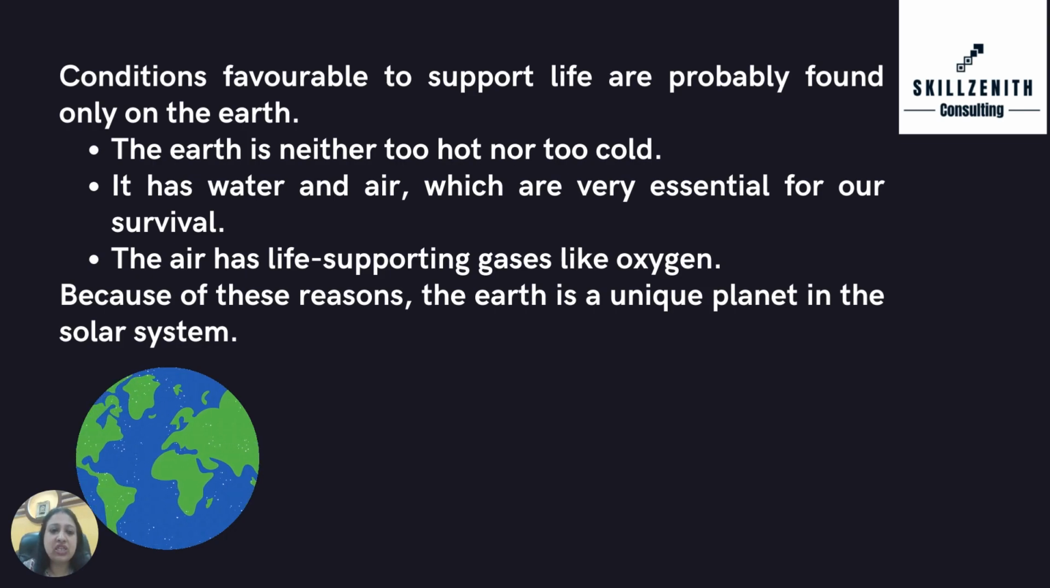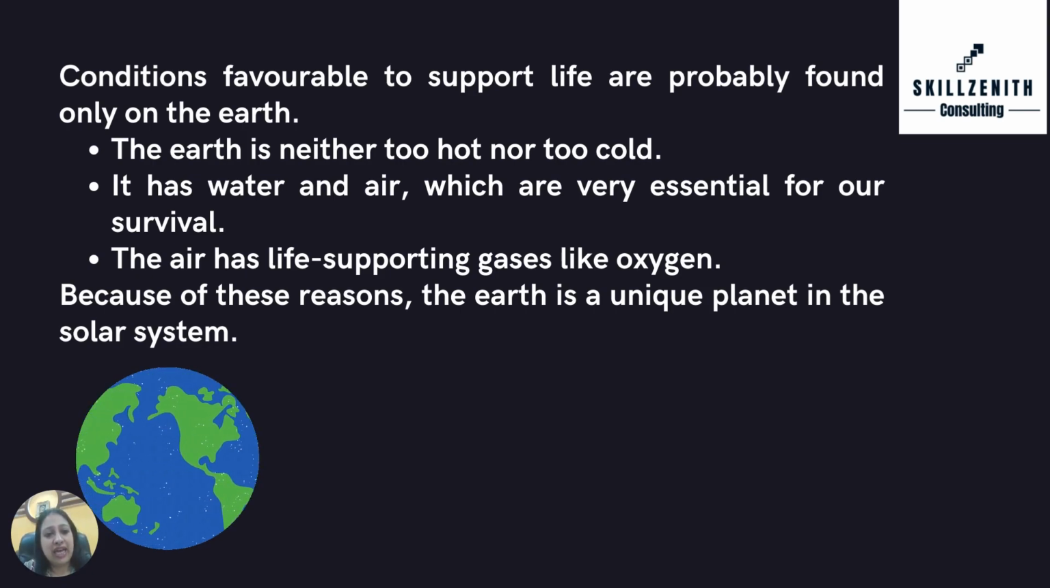First, the Earth is neither too hot nor too cold. That is because the distance from the sun is exactly such that it is neither too hot nor too cold. Even if it was too hot like Mercury, it wouldn't have been possible for any life to sustain or survive here. And even if it was very cold, even then we wouldn't have survived. So the distance from the sun is such that it makes it possible for life to sustain.